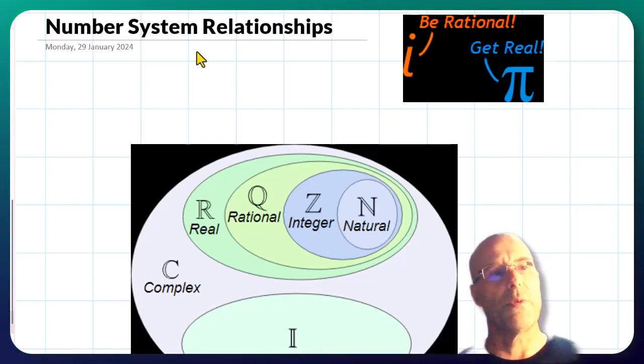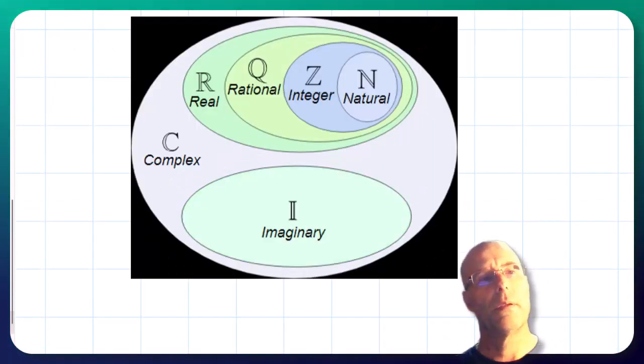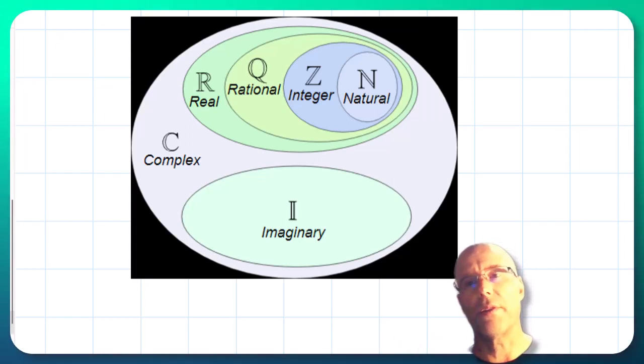Okay, number systems and relationships. We're going to look at the relationships between different systems of numbers that we've learned already. Now before we go any further, this symbol here has a special meaning. It's like a flat elongated C.